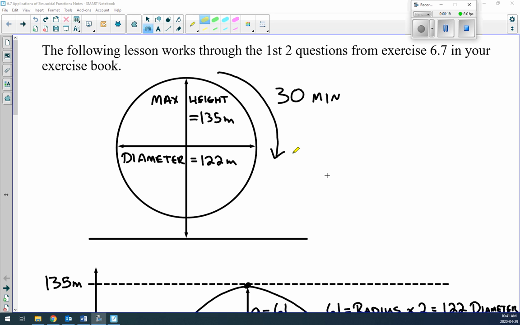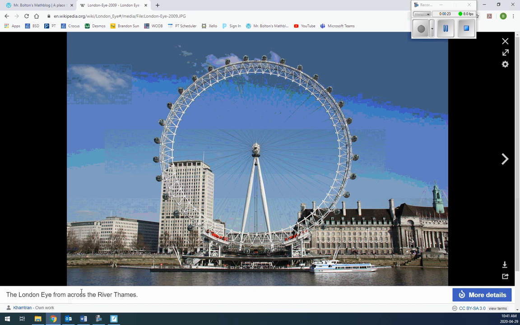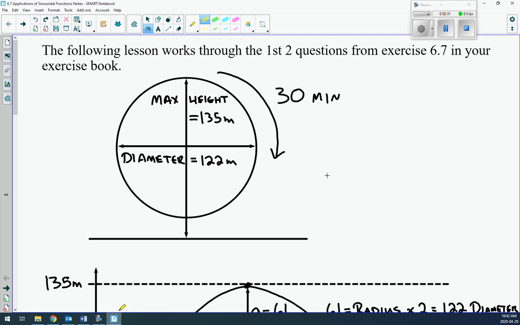Question number 1 talks about the London Eye. If you don't know what it is, there's a picture of it right there. It's the beautiful wheel in London. You can get on these pods and go around. It says the London Eye has a diameter of 122 meters and reaches a maximum height of 135. It has to be off the ground, because if not, the little pods would drag on the ground. And it takes approximately 30 minutes for one full rotation.